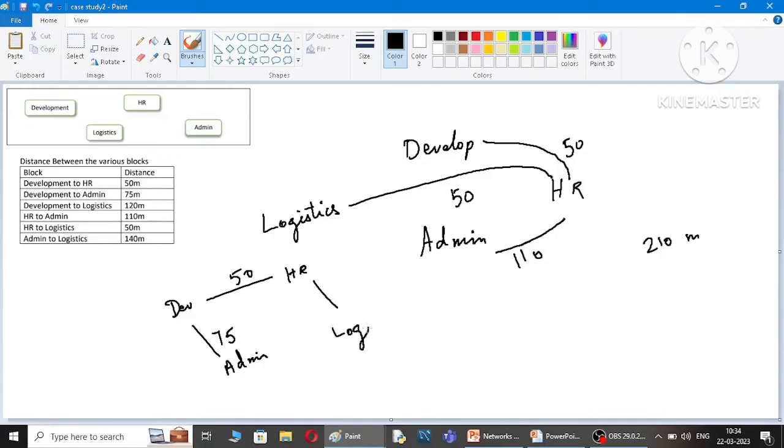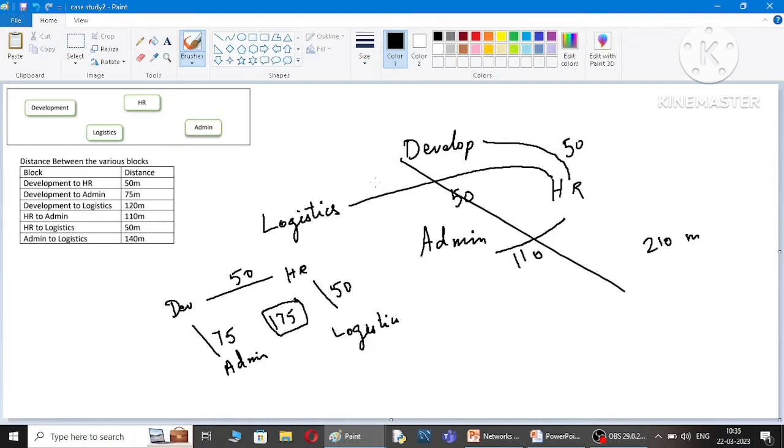HR to logistics is 50. So look at the total. This comes to 175. I think this should be the best possible layout, because what are the smallest three distances? 50, 75 and 50. So this should be the smallest possible, best possible layout should be this one.